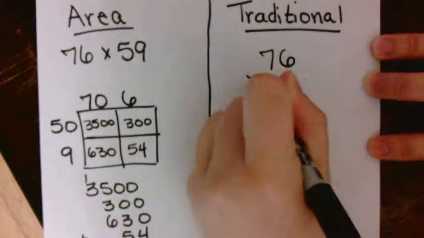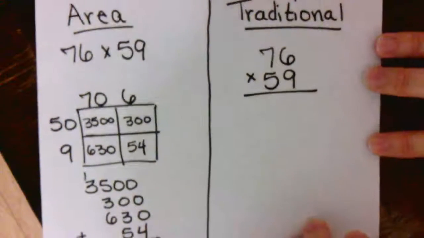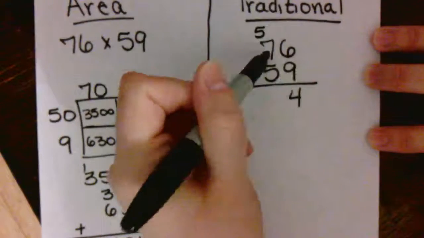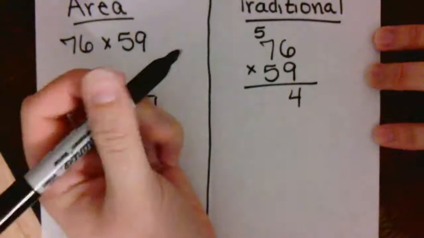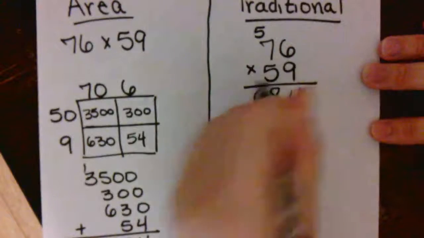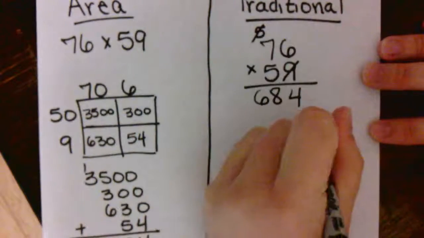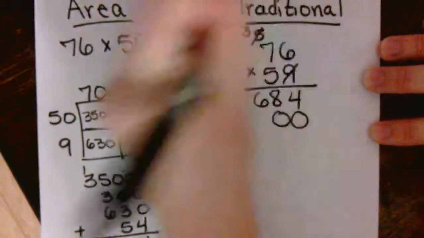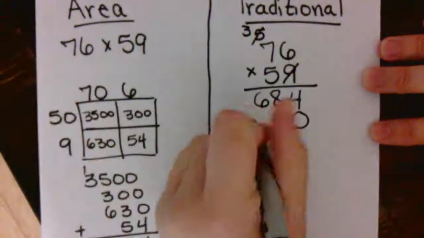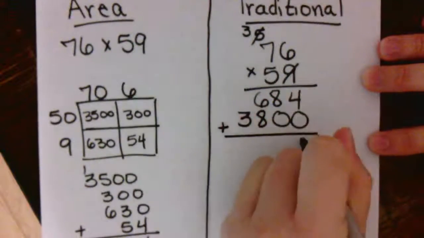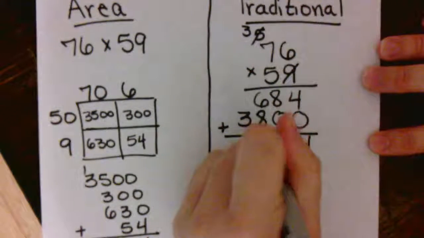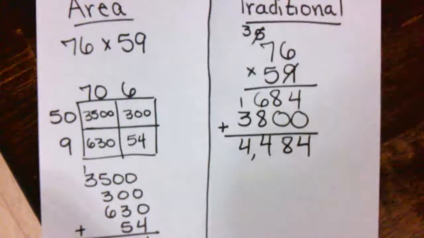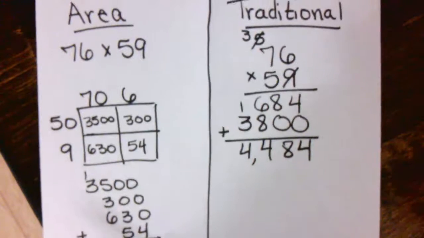So using the same problem, 76 times 59, I'm going to start at my ones place. 9 times 6 is 54. 9 times 7 is 63, plus the 5 tens we carried, 68. Moving to my tens place, I need to put a 0 here as a placeholder. 5 times 6 is 30. 5 times 7 is 35, plus 3 more is 38. And I add my products, and I get the same answer, 4,484.